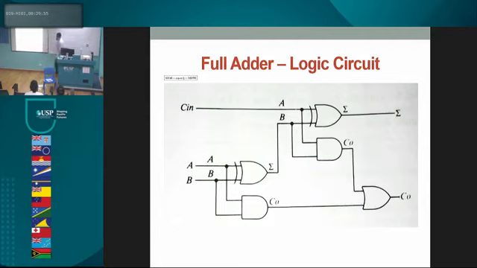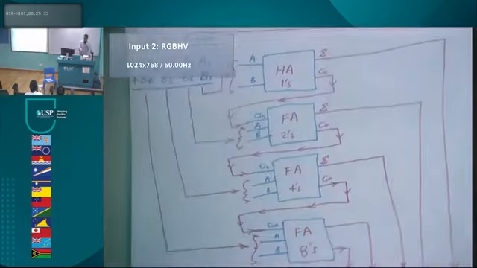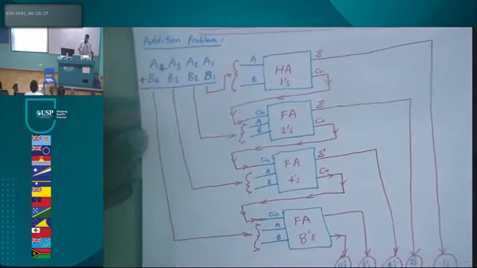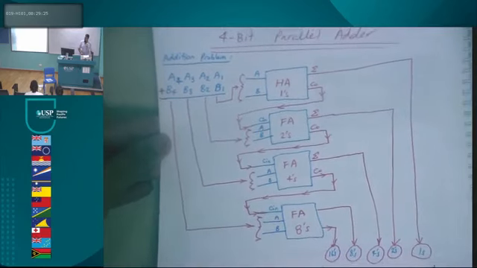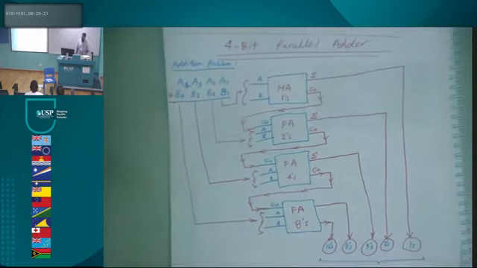Now you have another input called carry in. So the difference between half adder and full adder was, half adder does not allow for carry in. Full adder can. So I will now present to you another circuit which I drew. Have a look at this. This is a 4-bit parallel adder.